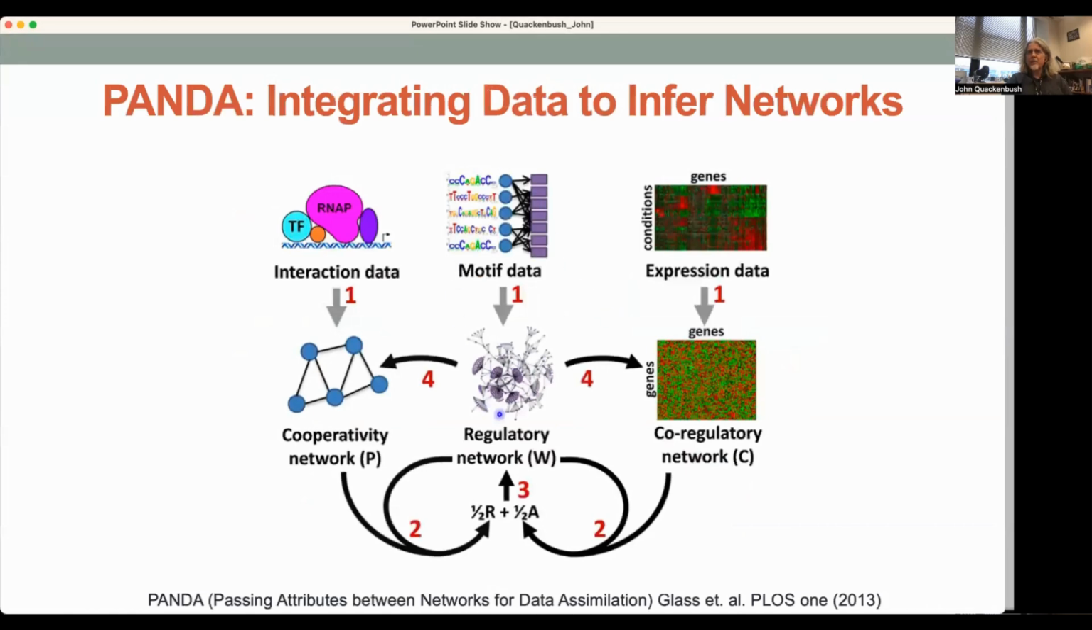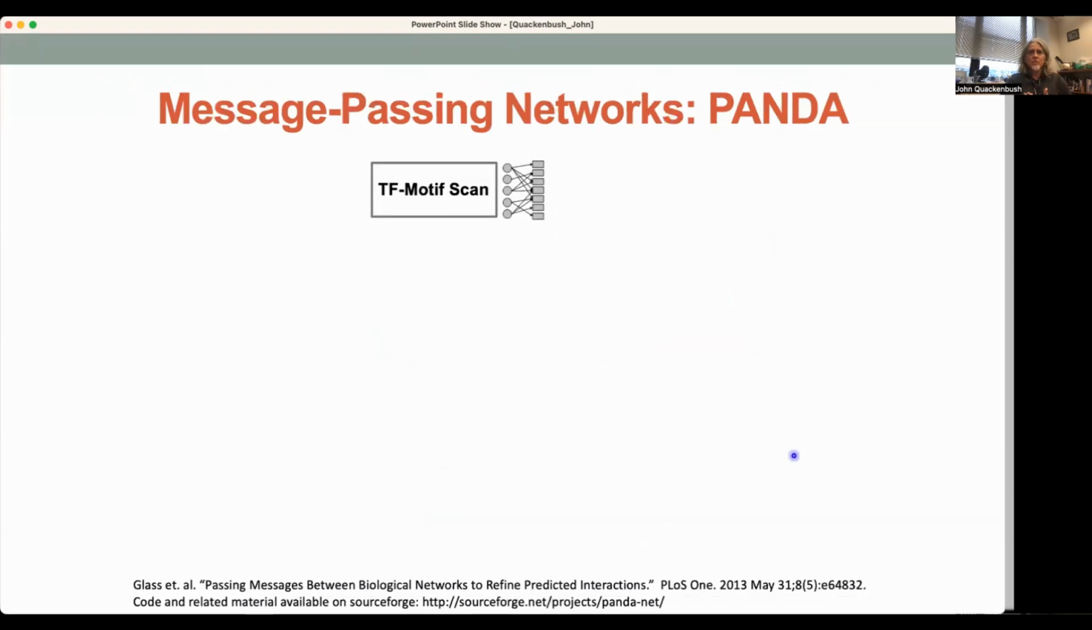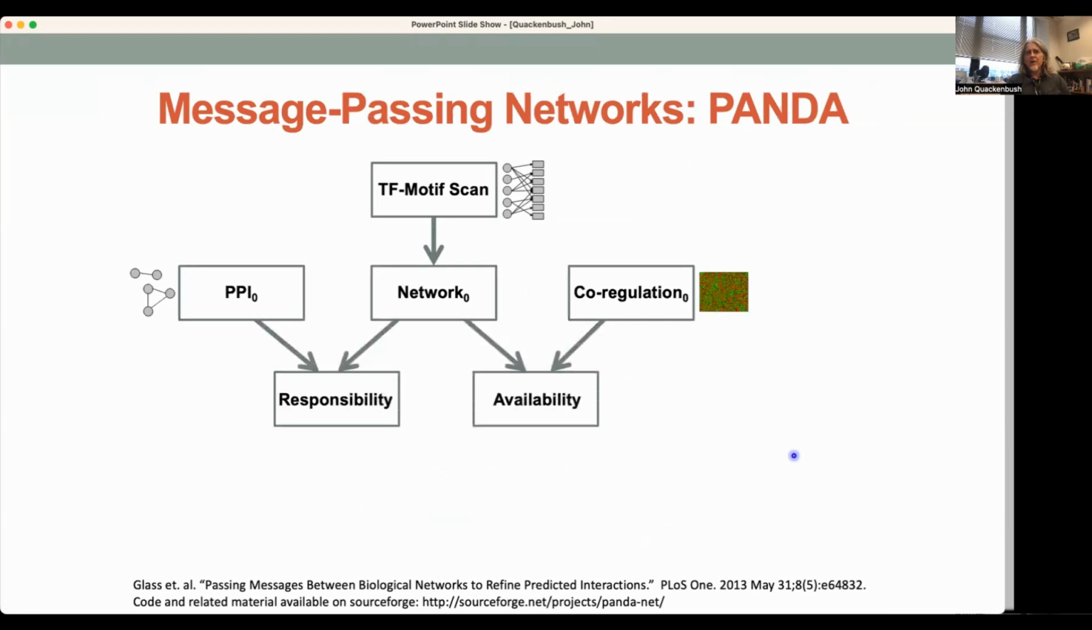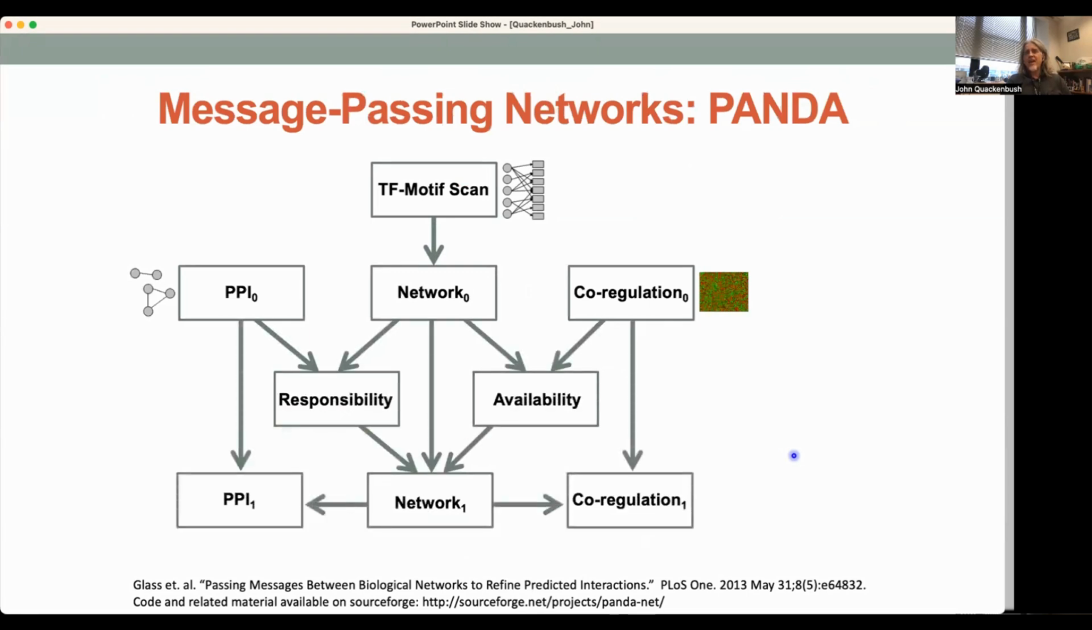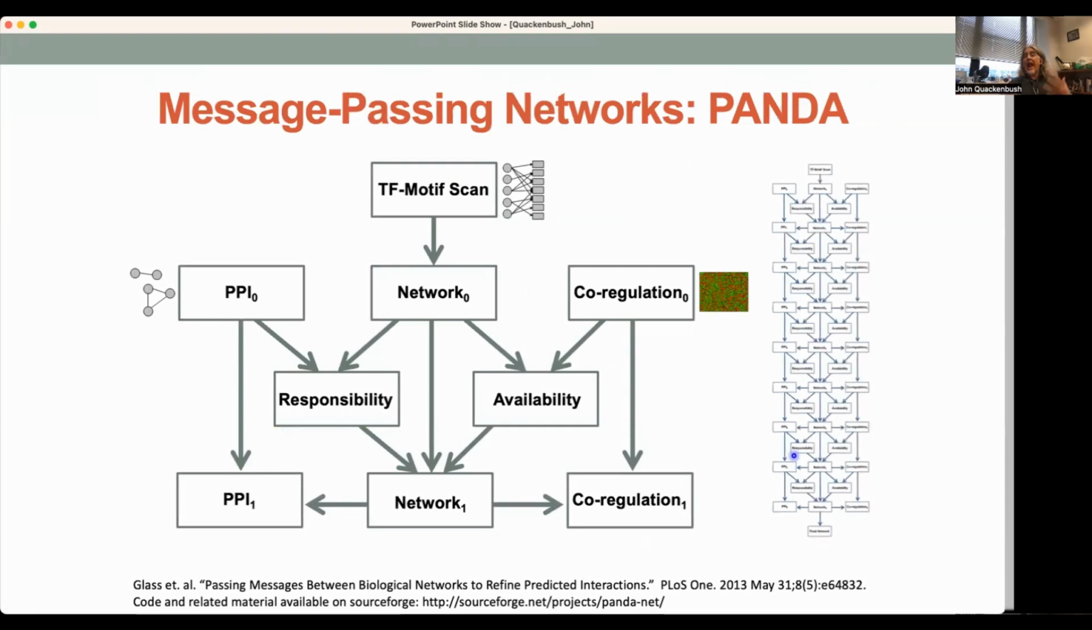Well, I've alluded to the fact that we start with motif data and we guess a structure for the regulatory network, transcription factors regulating genes. We take the protein-protein interaction data, and we take the gene expression data and look for correlations. And then we take all these three pieces of data and we iteratively refine our models until they converge on a workable solution. So we start with this motif scan of the genome, guess a network, take the other data, and then update the network and our other data repeatedly until we get a final network which doesn't change.